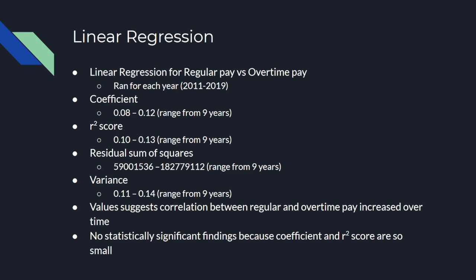So they started off as the lower end of the range listed, and they ended as the higher end of the range listed. And so this could suggest that the correlation between regular and overtime pay increased over time. But because these values are so small, we can't conclude any statistically significant findings from linear regression between regular pay and overtime pay because the values are so small, and this means there is no statistically significant finding.